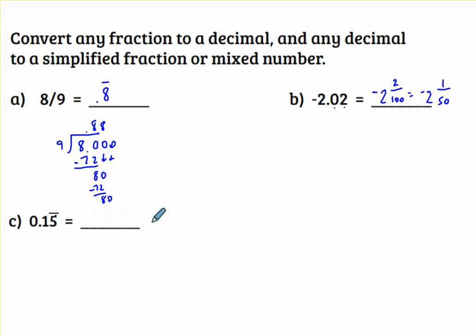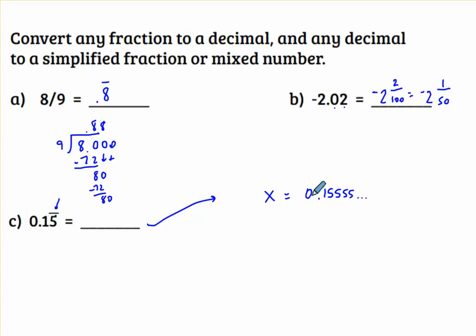All right, C was definitely the trickiest one, so I've left myself some room here. I'm going to call this X. I'm going to write it as 0.15 repeating, and be really careful because some of you said that this was the same thing as 0.151515, and that's not what this bar says. The bar is just over the 5, not over both of them.